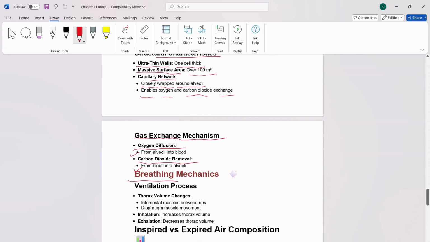We have breathing mechanics, which include ventilation process, thorax volume changes, intercostal muscles between ribs, diaphragm muscles movement. Inhalation increases thorax volume, exhalation decreases thorax volume.